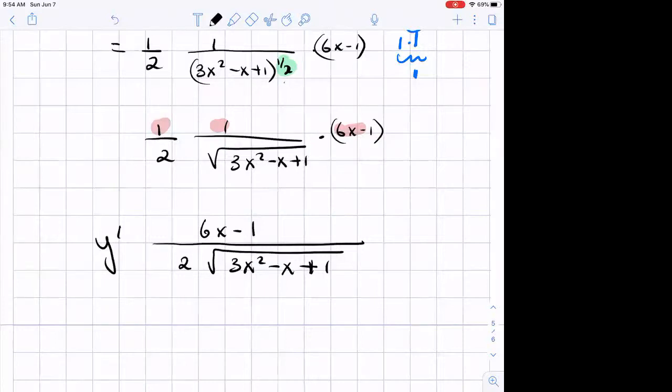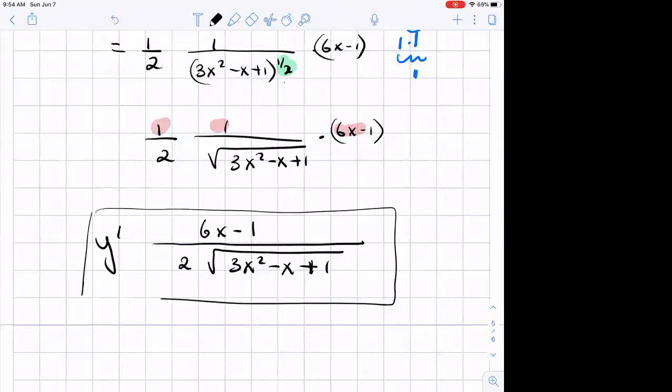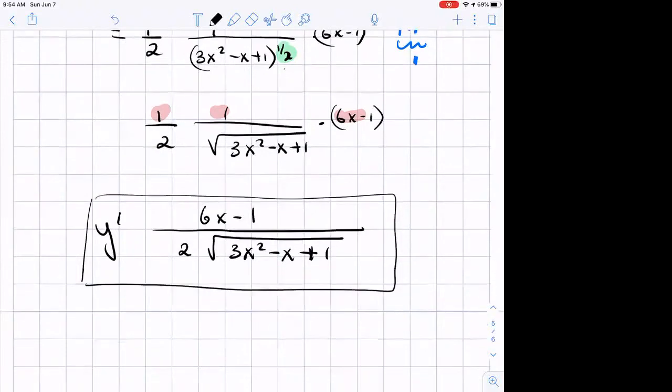Okay. Final answer would be this here. So it's a lot of algebra or algebraic steps behind it. A lot of algebra steps. Any questions? Question? Can that be simplified any further? You could rationalize the denominator, but we don't care for that right now.